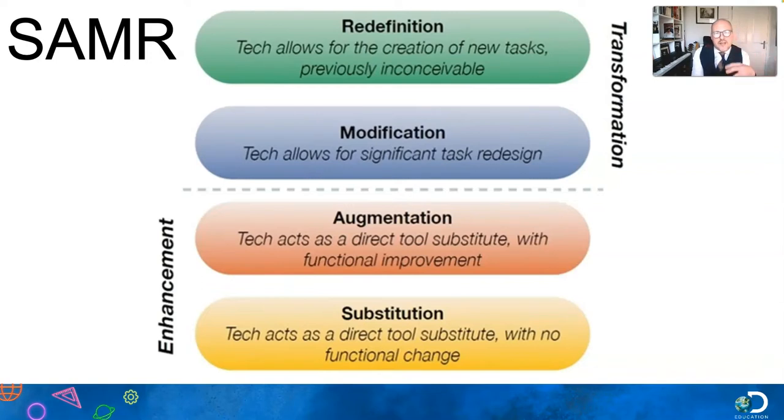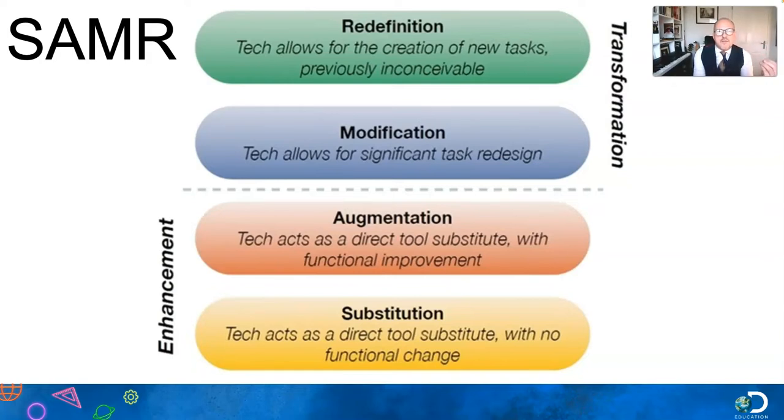So instead of copying something up with pen and pencil, you're making use of a word processor, for example. With augmentation, though, we start to see some functional improvement. So that might be making use of spell checkers and formatting tools in word processing to improve the outcome a little bit and give a greater level of access. But once we move on to things like modification, we start to have a greater task redefinition or redesign in the way that we're working.